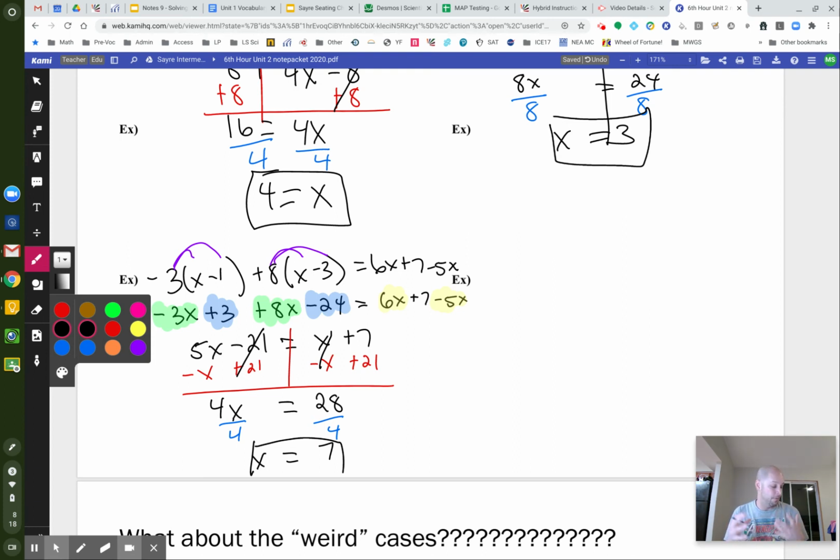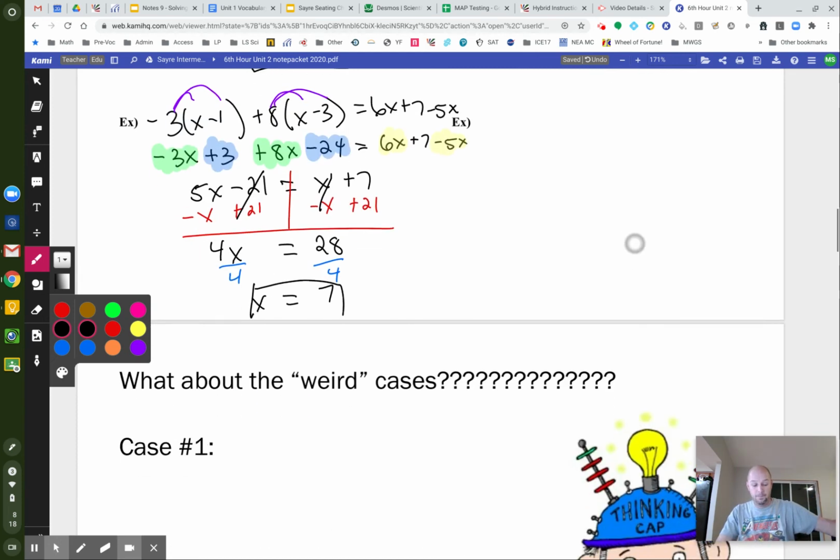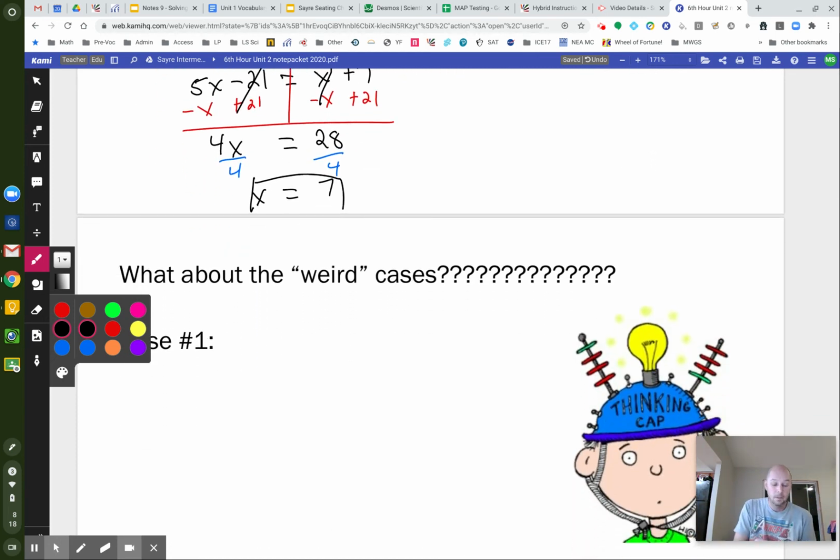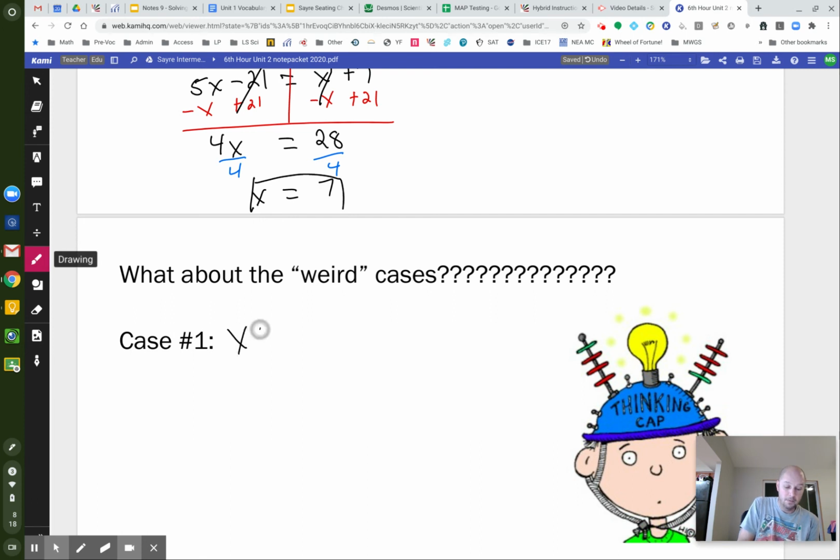Okay? All right, so those are 3 examples. That goes through all the different steps that you would have to do. Now we're going to go over some weird cases that you might experience. Okay? So we're going to do this one. We have x plus 3 equals x plus 3. So if you notice on each side of the equation, it's the same exact thing.